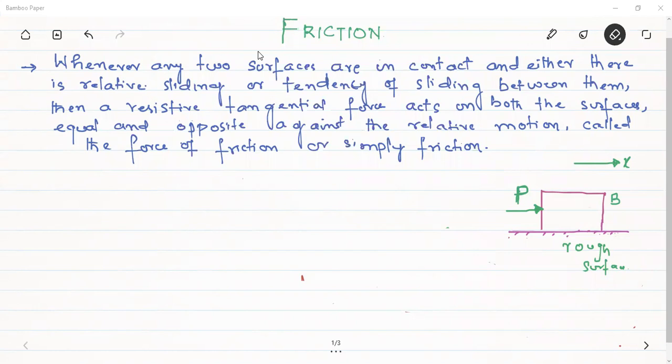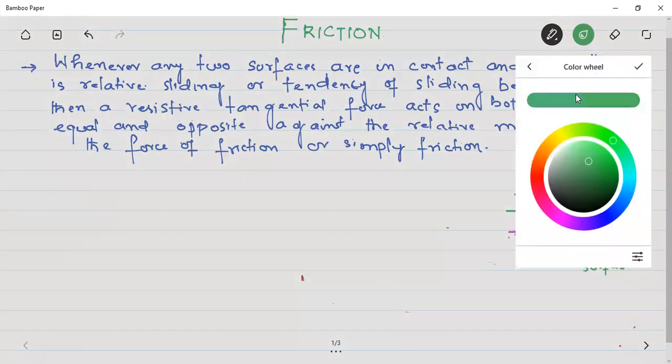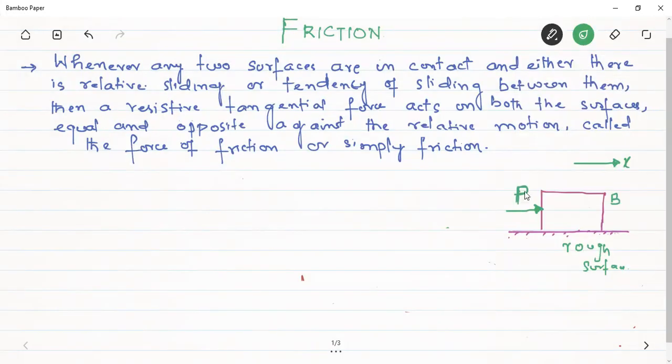Whenever any two surfaces are in contact and either there is a relative sliding or the tendency of sliding between them, then a resistive tangential force acts on both the surfaces, equal and opposite, against the relative motion, called the force of friction or simply friction. So what does this statement mean here? Let's take an example of the block which has been shown here in the figure.